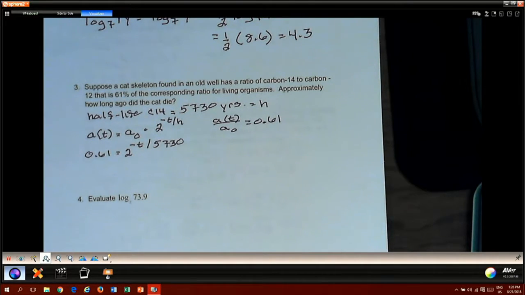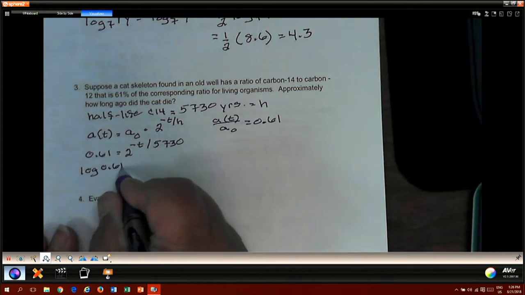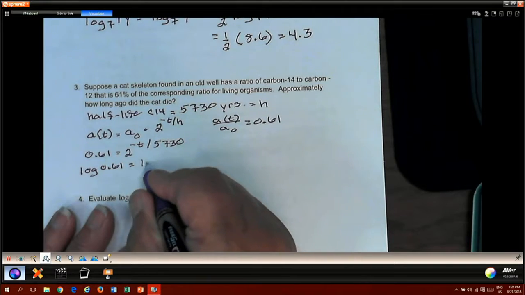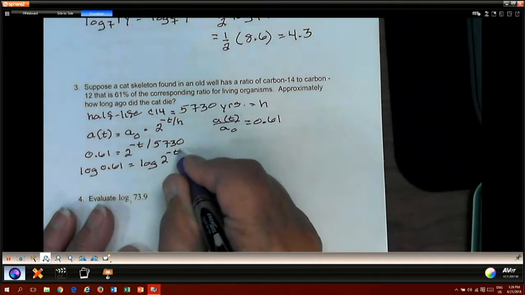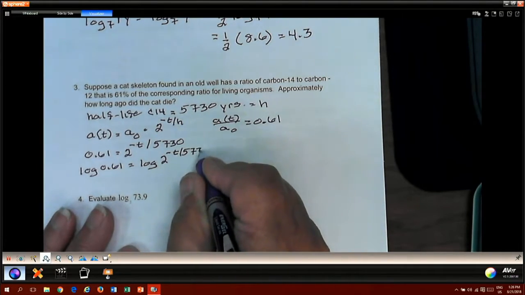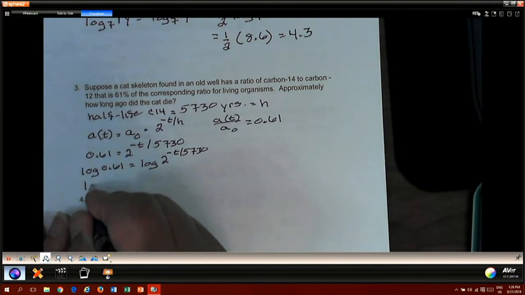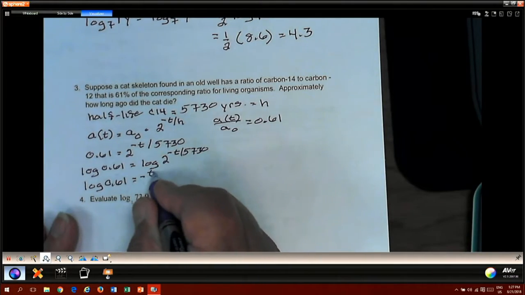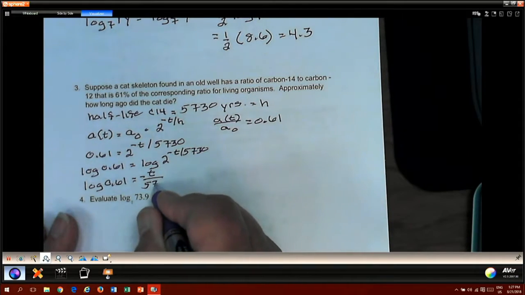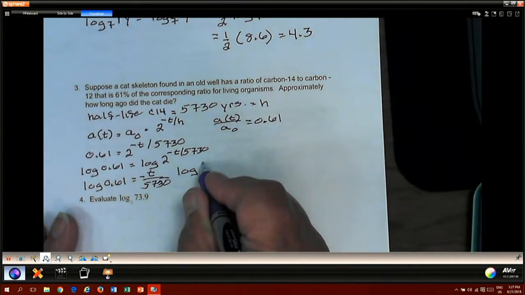So if we take the log of both sides, we have the log of 0.61 equals the log of 2 to the negative t over 5,730. Well, the property allows us to bring that exponent in front. So we have log of 0.61 equals negative t over 5,730 times the log of 2.